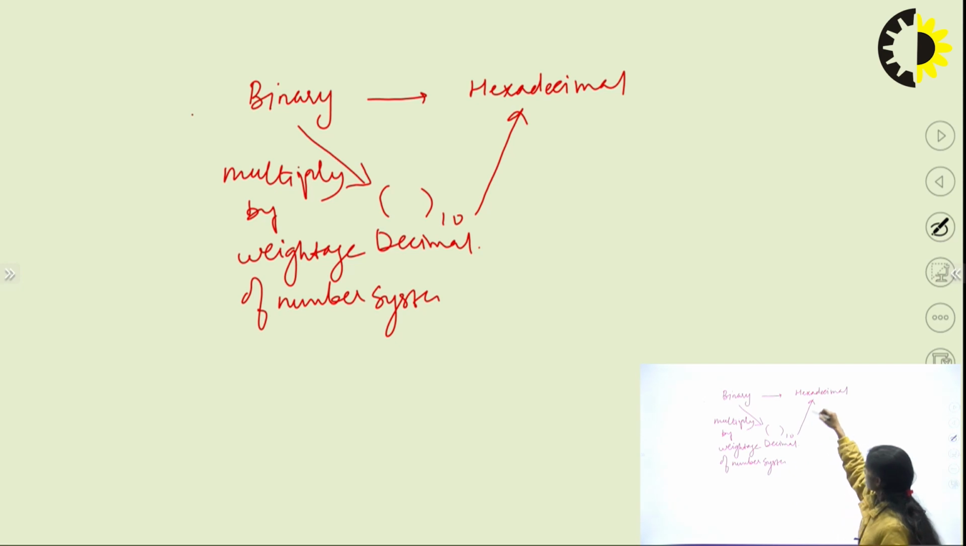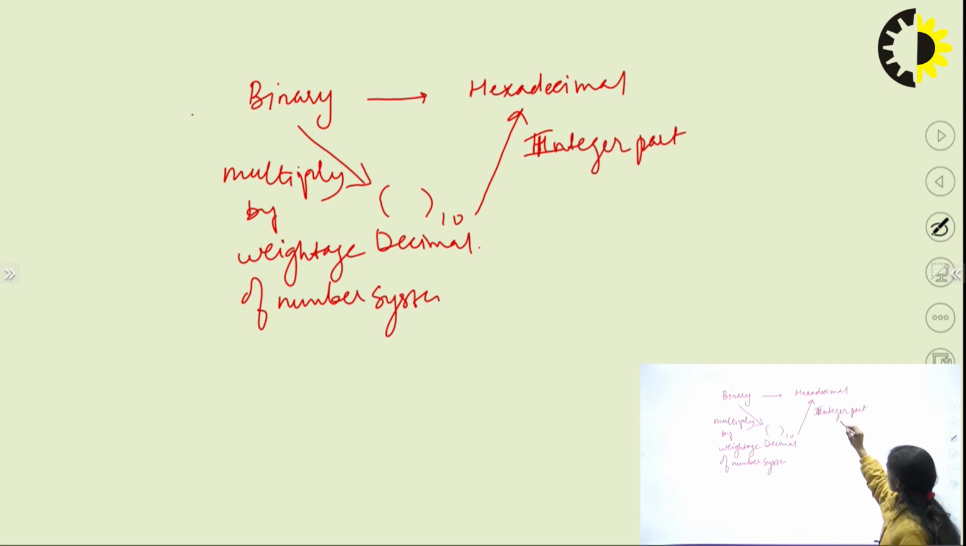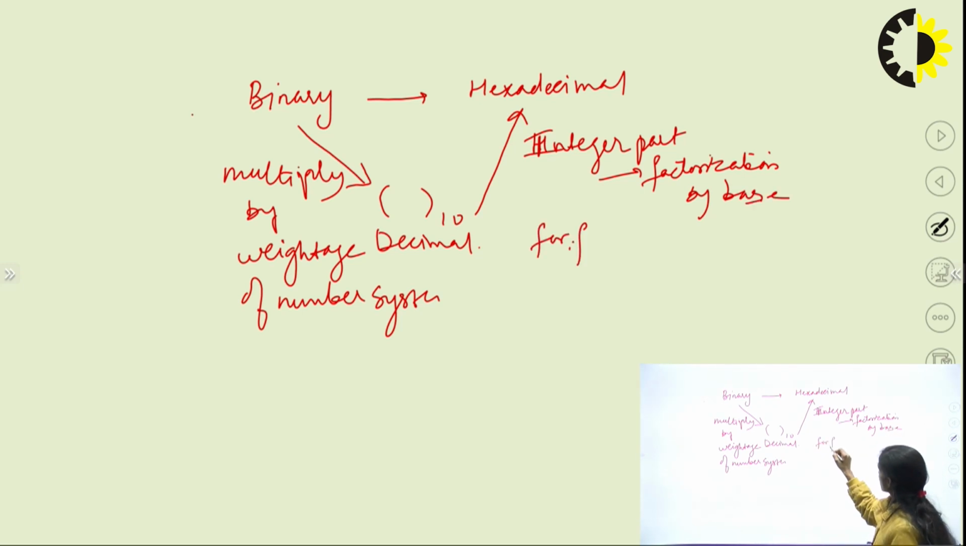And if I have to convert decimal to hexadecimal, then for the integer part, factorization has to be done, factorization by the base, and for the fractional part, multiplication has to be done.